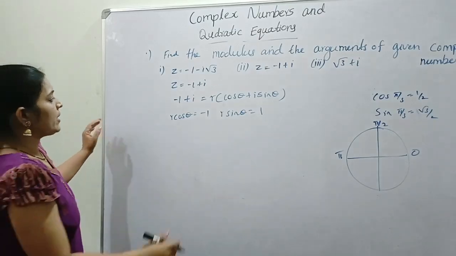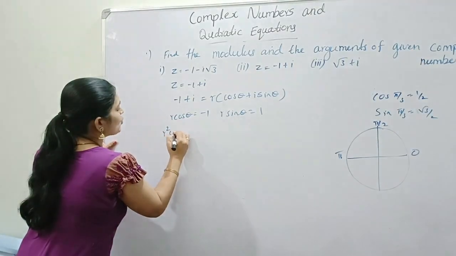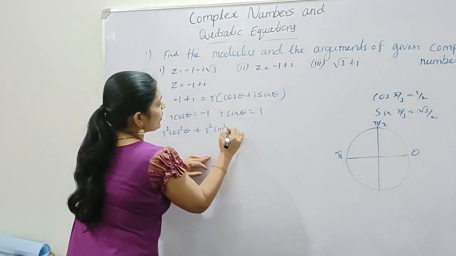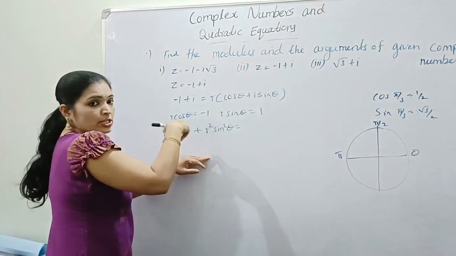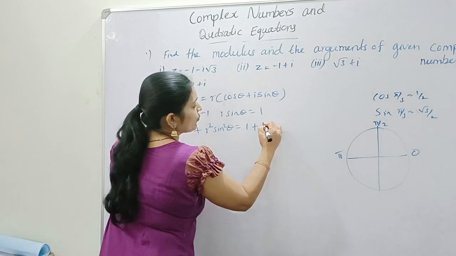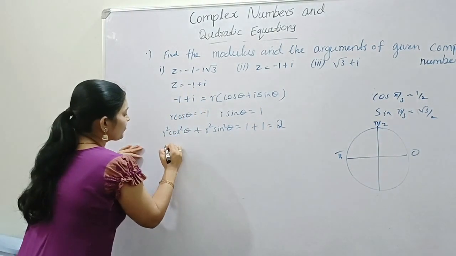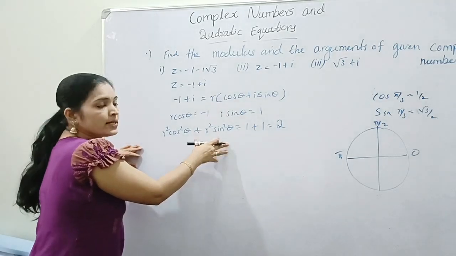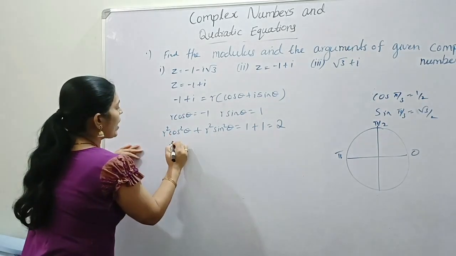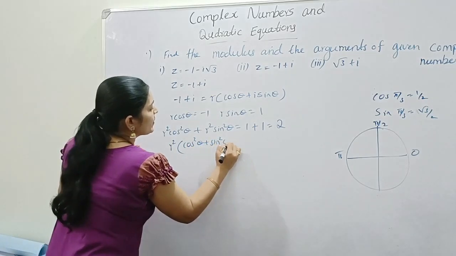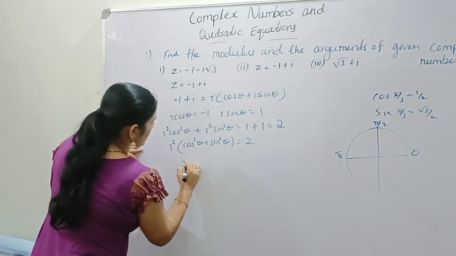By squaring and adding, we get r square cos square theta plus r square sin square theta is equal to minus 1 square plus 1 square, that is 1 plus 1, 2. Here r square is common on the left side, so let us take it out. So r square into cos square theta plus sin square theta is equal to 2.